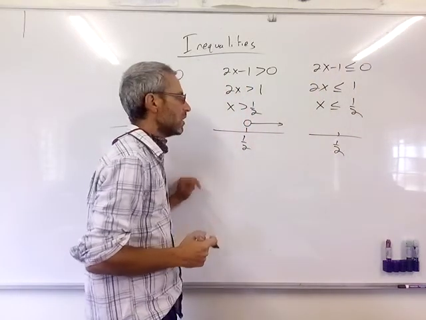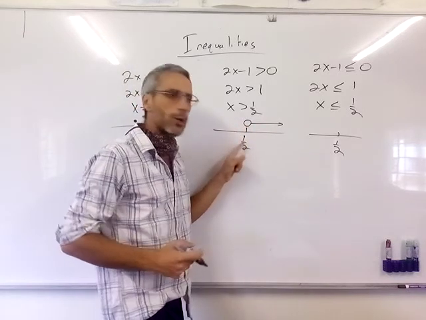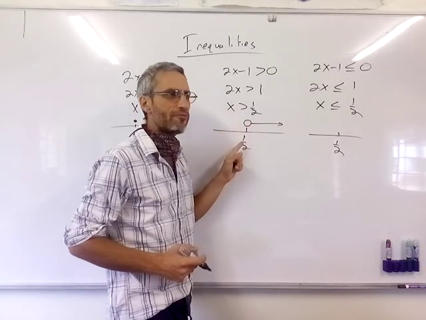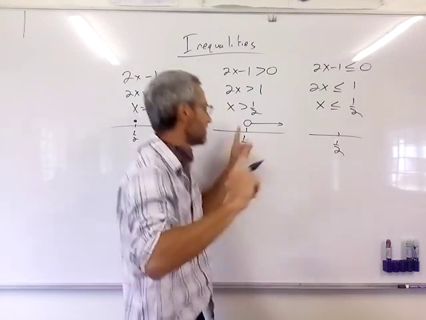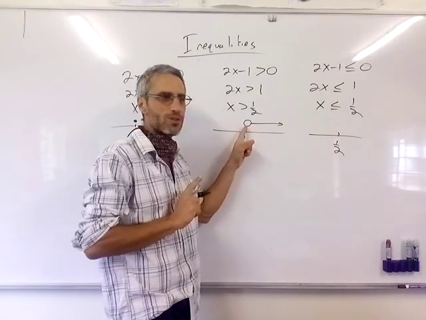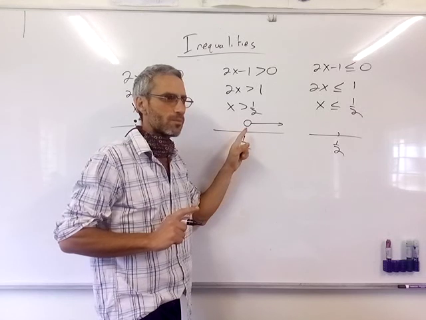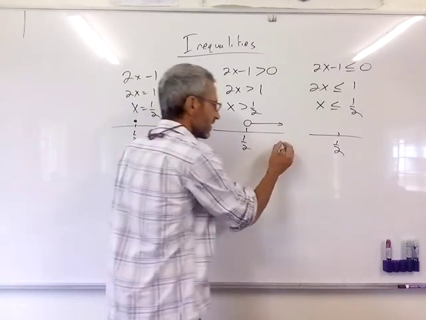It carries on. Why white circle? Because it doesn't include half. Half is not an option here. 0.5 is not an option. 0.5 is not in, but 0.51 is in. But 0.5 is not. Will you put an X on the number line? On the number line. You don't have to. No, you don't have to.